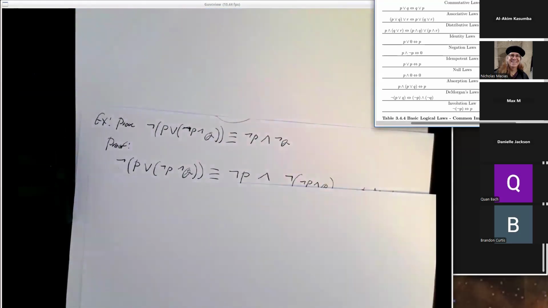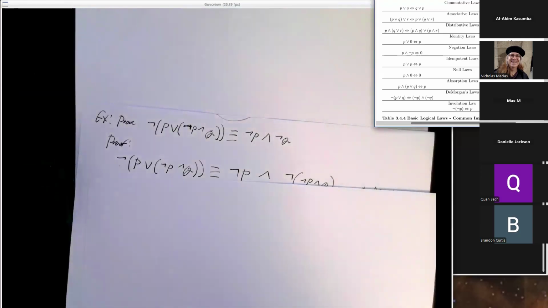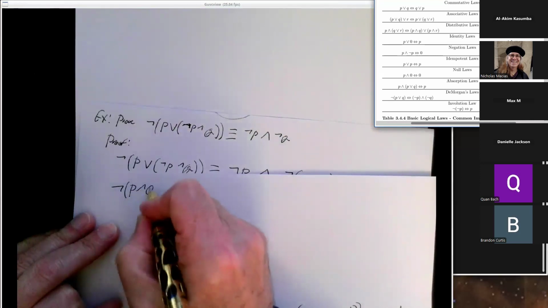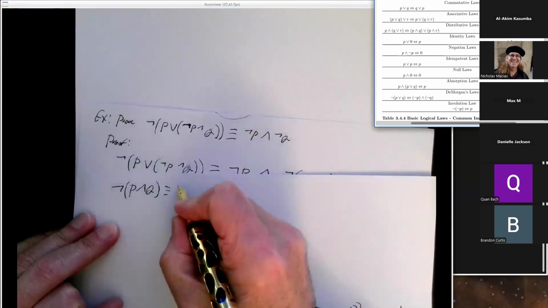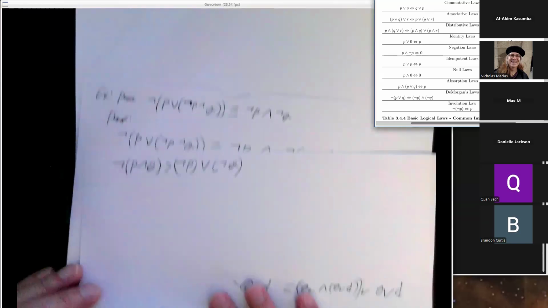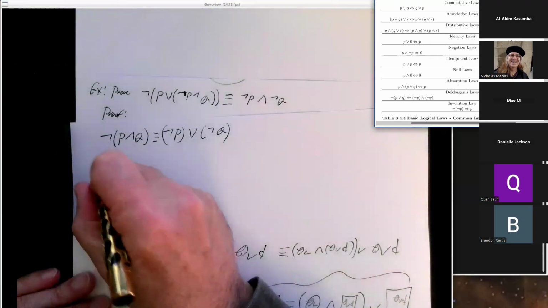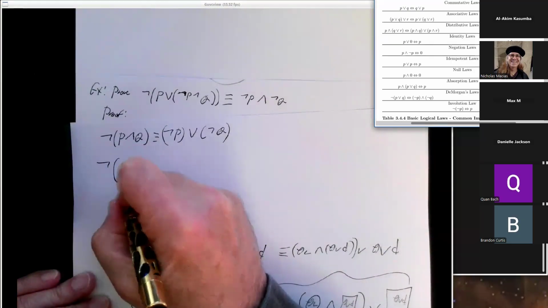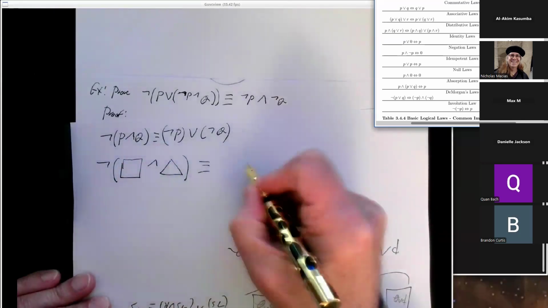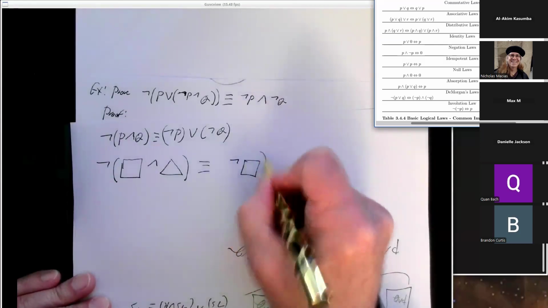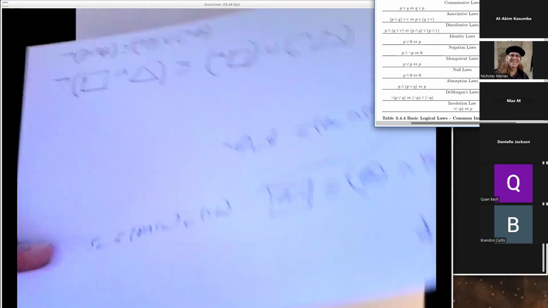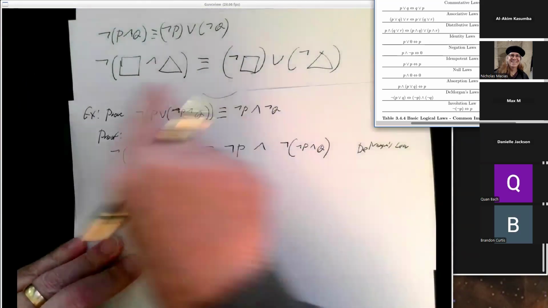So let me rewrite De Morgan's. It actually says not P and Q is equivalent to not P or not Q. But if we get rid of the P's and Q's, let's think of this as not box and triangle is equivalent to not box or not triangle. So there's De Morgan's law.